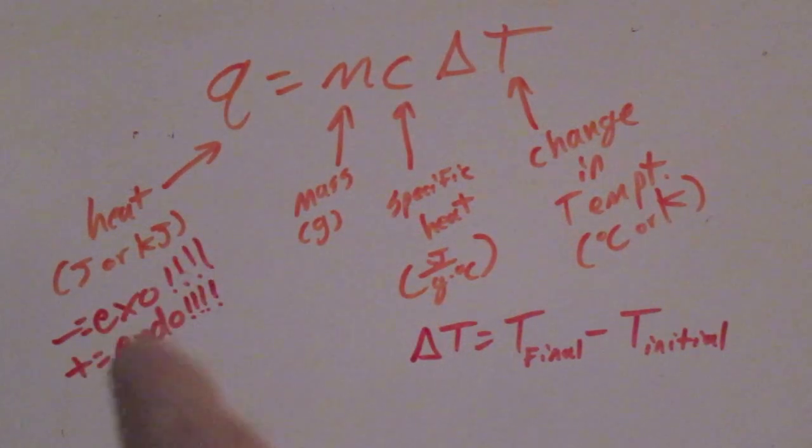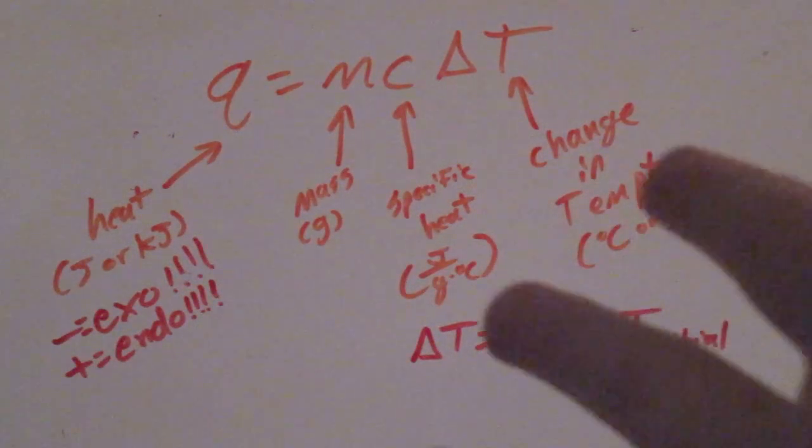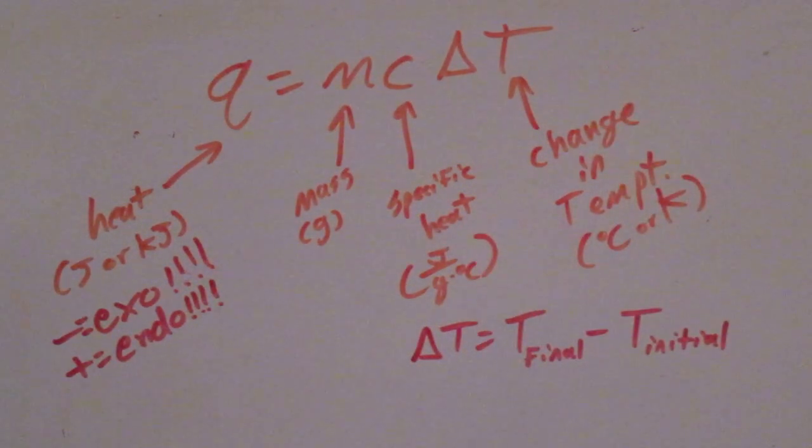Again, negative is exo, positive is endo. A lot of people on the quiz, again, got that wrong. And it stinks because, yes, you got the answer right, but I have to take points off because you need to know if heat's going in and out of the system.